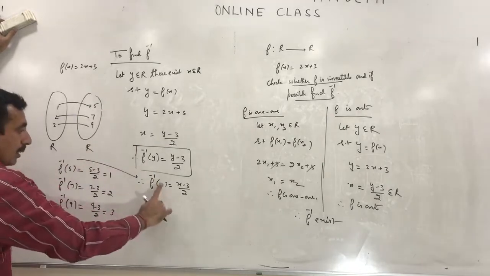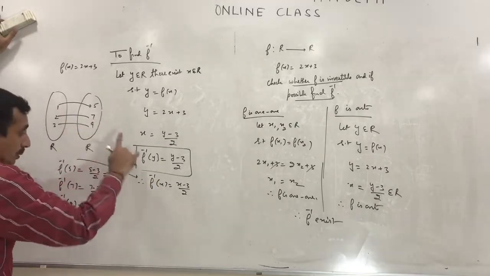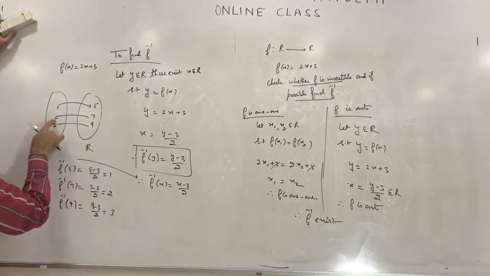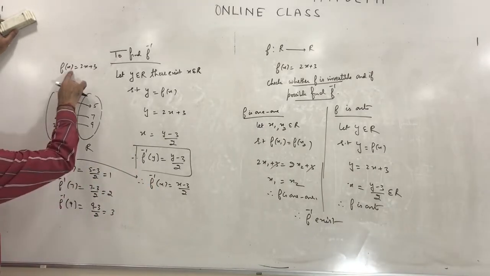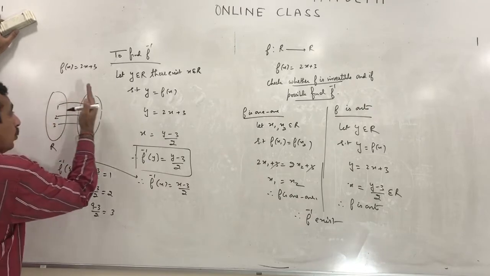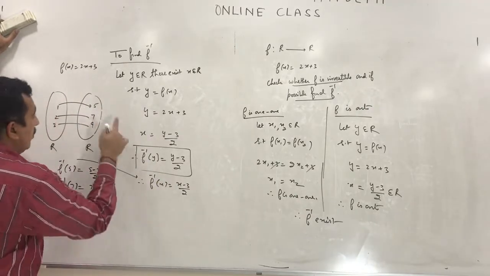If I put 5 here, I should get the answer 1. If I put 7 here, I should get the answer 2. If I put 9, we get this answer. If f is a function from 1 to 5, the inverse is from 5 to 1.